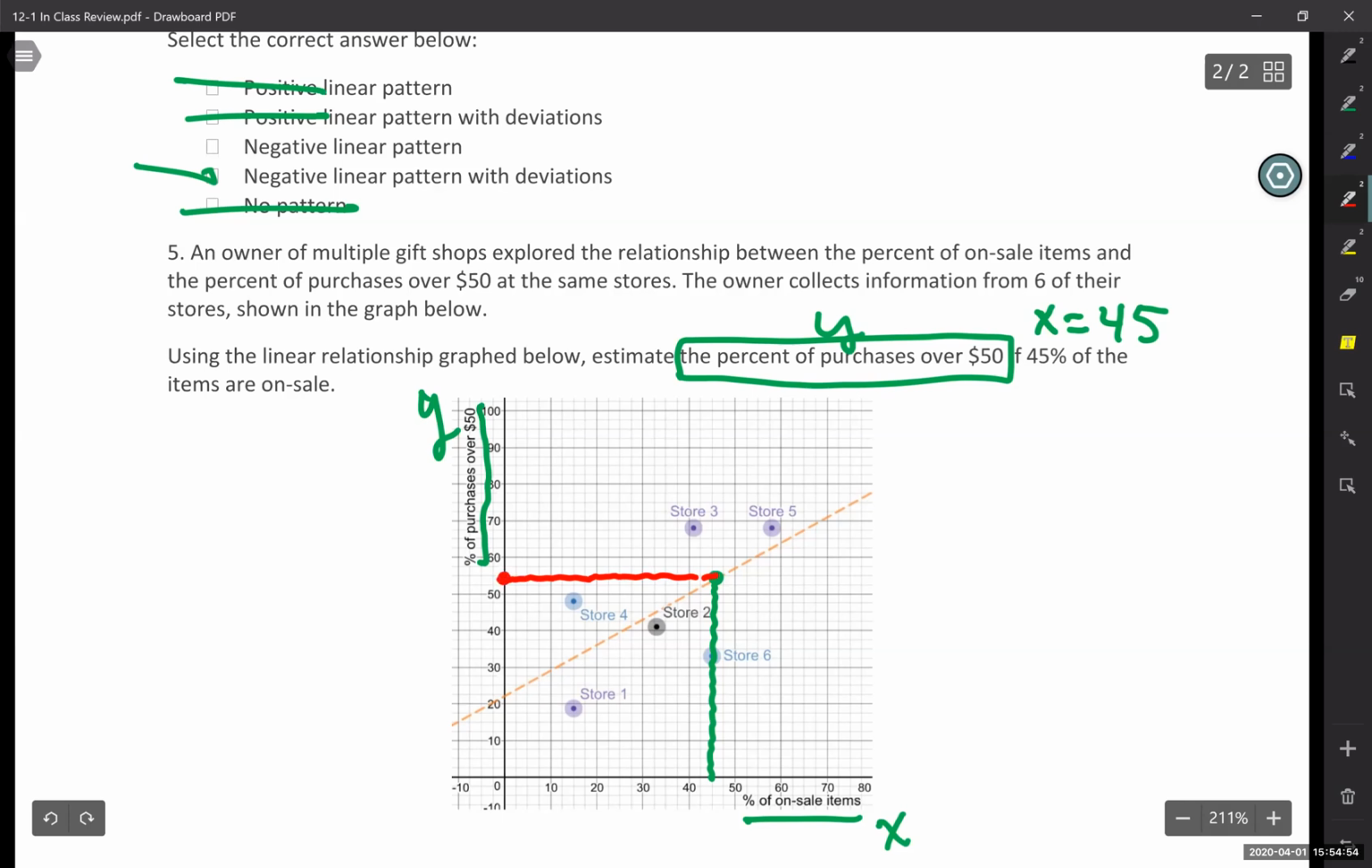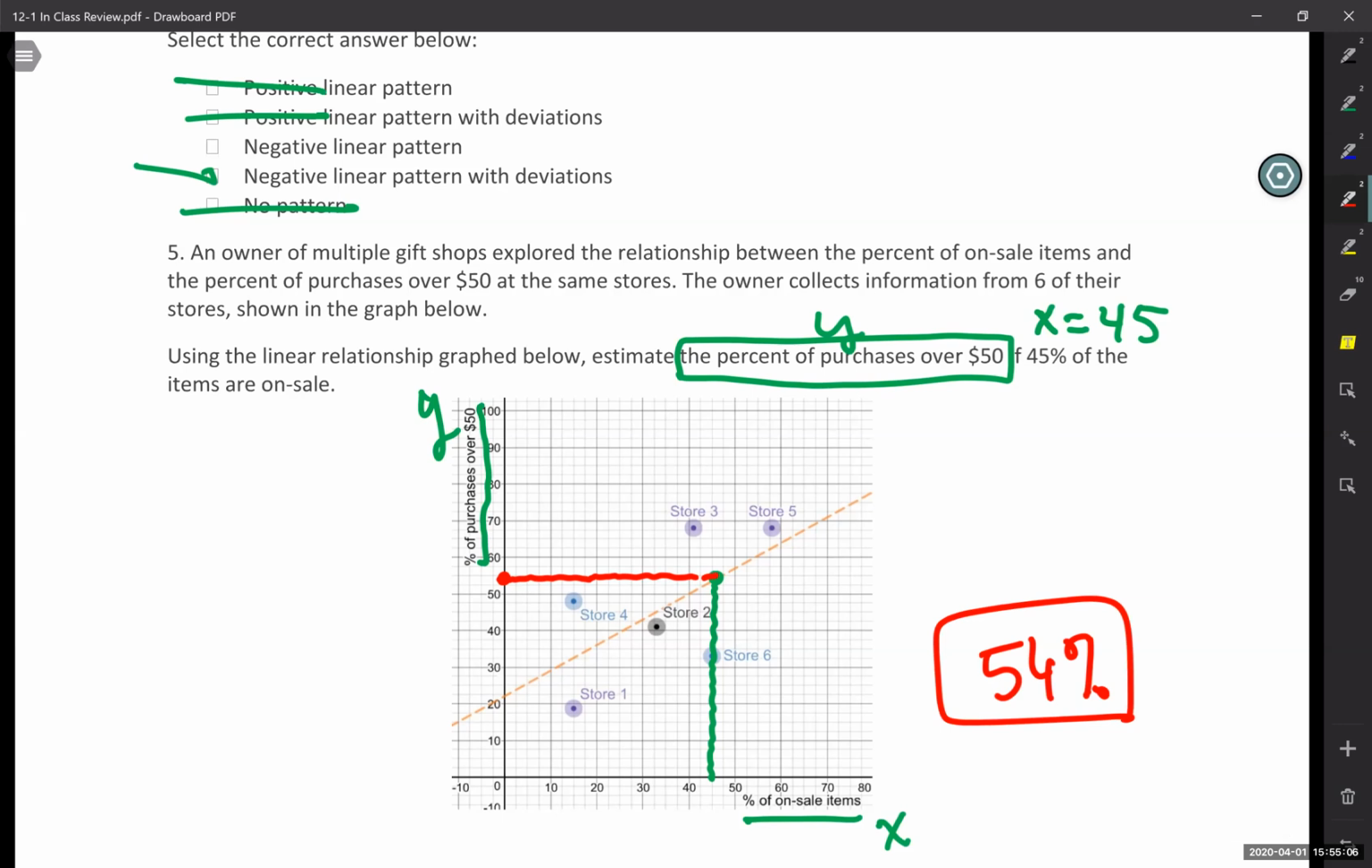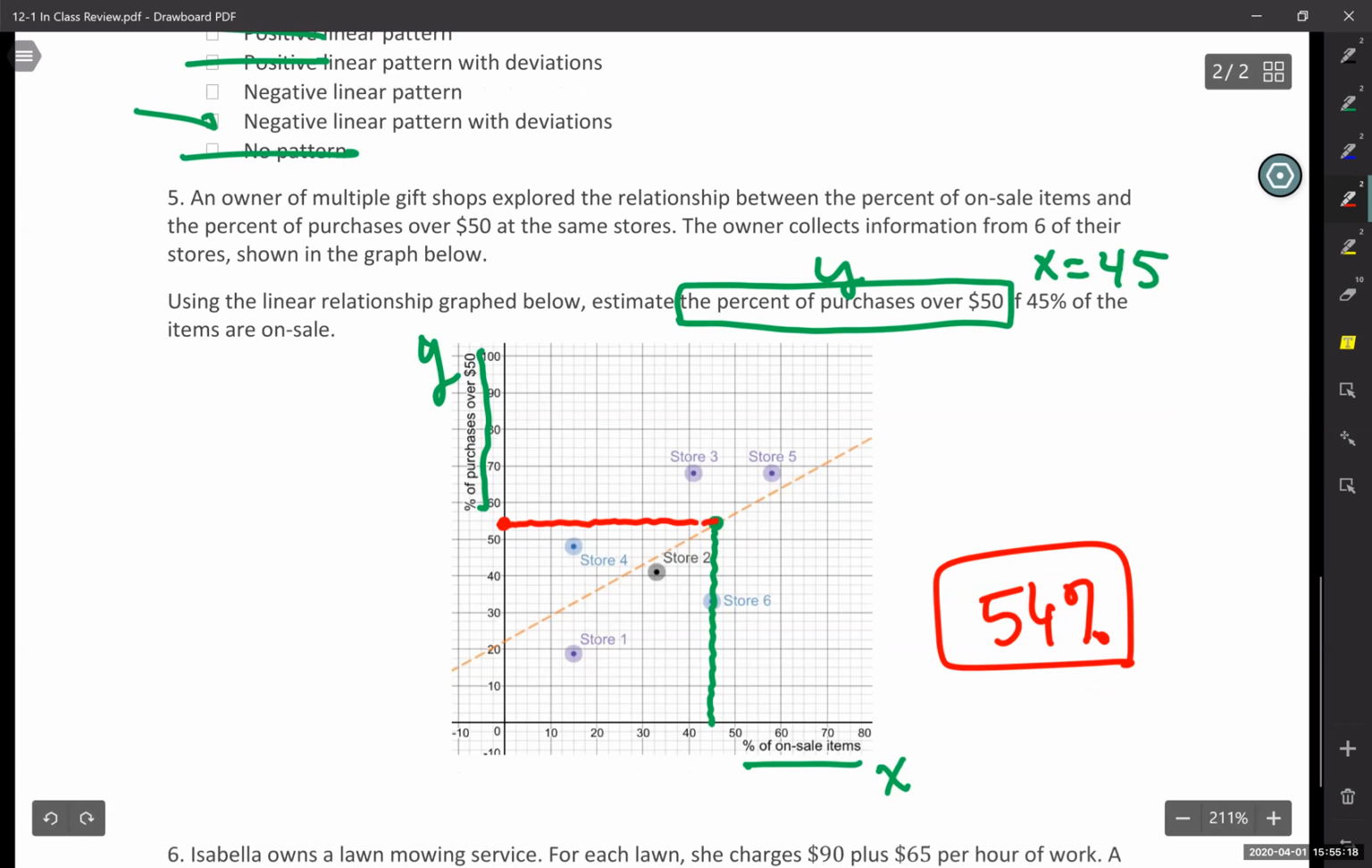It looks like I kind of covered up everything with this big fat pen that I have. But it looks like maybe 54%. Maybe you said 53. Maybe you said 55. Somewhere around there. But it should be within that range. If you said 60, you're off. You want to be between 50 and 60, in the middle there, about 54 to 55%.